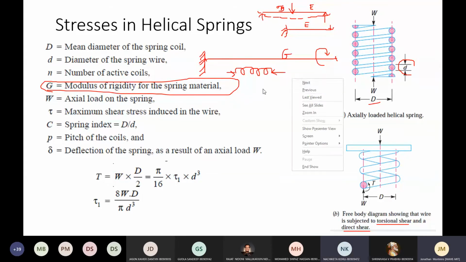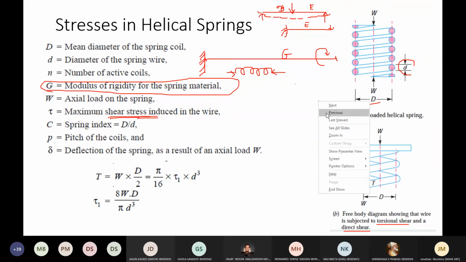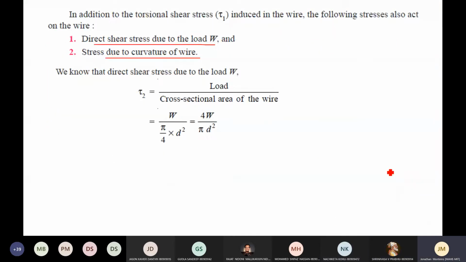But sir, for the direct shear, Young's modulus would be important, right? Direct shear, Young's modulus. No, we are talking about shear stress here. Shear stress. Not bending stress. Yeah. Okay. Yeah.